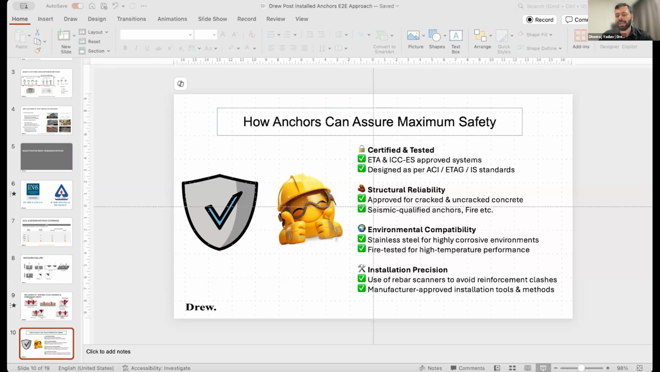Parallel to this, if you fall in areas like Delhi, areas which are towards the north in India, which is typically zone 5 or higher, in such kind of conditions, you have to by default make an anchor selection which can qualify the seismic parameters and can withstand the seismic forces.